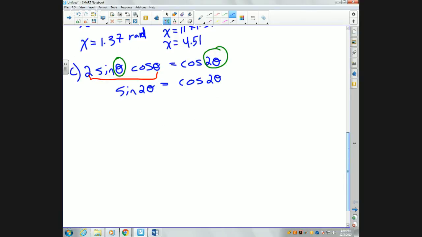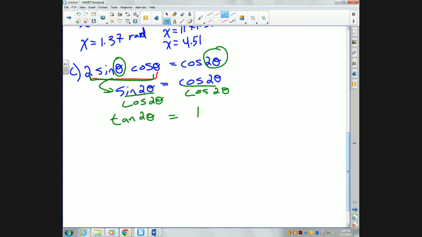Yeah, so Emmy's on the ball today. Yeah, so all of this right here becomes this right here. And then if we divide both sides by the cos of 2 theta, we'll have a 1 on the right and a tan 2 theta on the left.